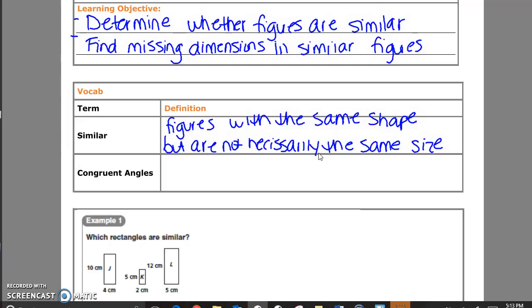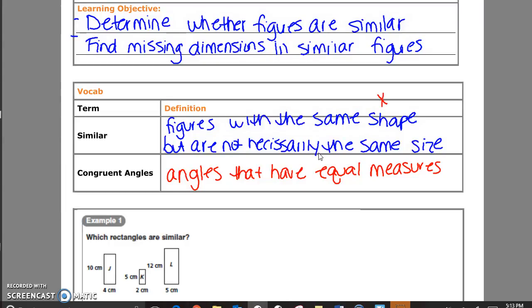We've talked about congruent angles a couple of lessons so far, but congruent angles are angles that have equal measures. And when we talk about similar figures, they have to have congruent angles. So I'm going to write a little note here. Have to have congruent angles. Figures cannot be similar if their angle measures aren't the same or if they don't have corresponding angles.